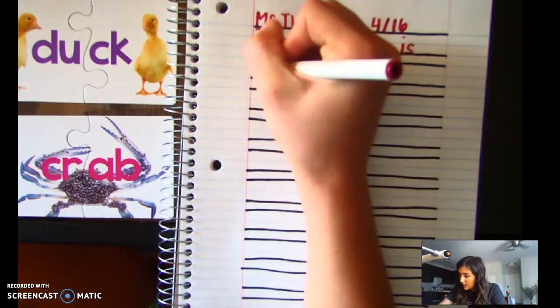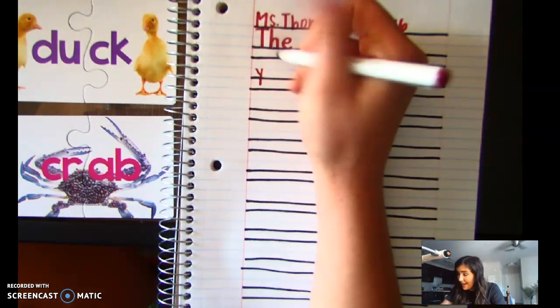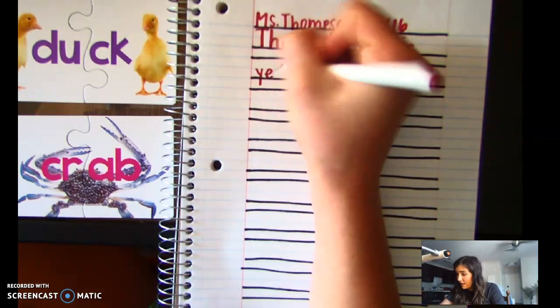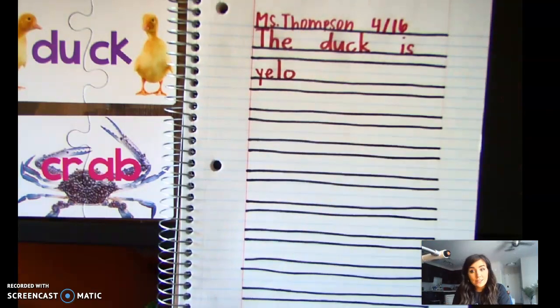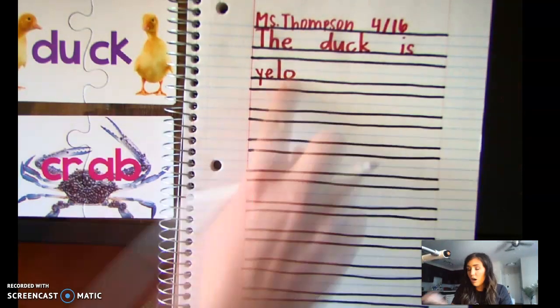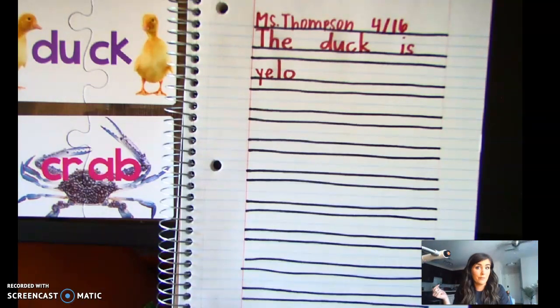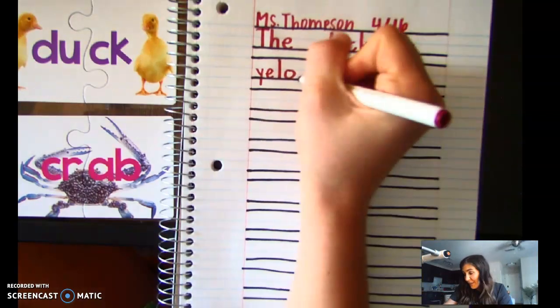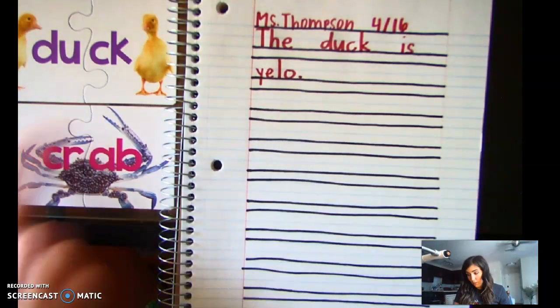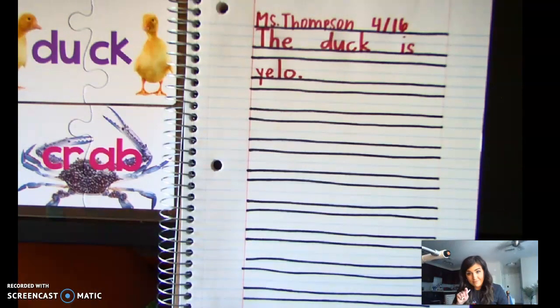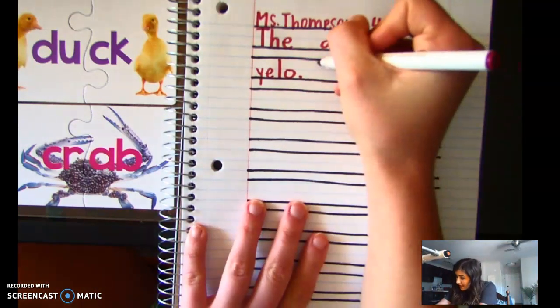That is a Y. L-O. The duck is yellow. And I always end my sentence with some sort of punctuation. Is it a question mark? No, I think it would be a period. Now I'm going to talk about the crab. What color is this crab? So I can write it again.